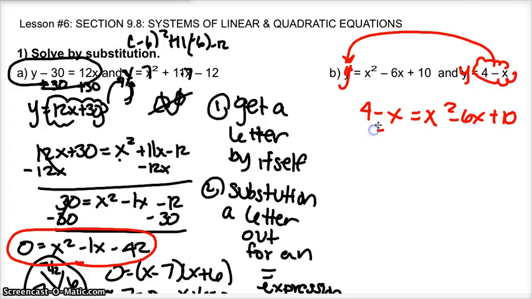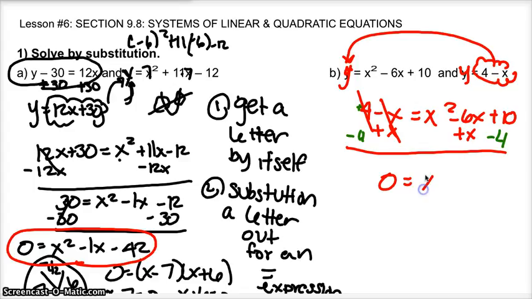I'm going to move the x by addition because it's already subtraction. And while I'm at it, I'm also going to move this 4. Notice the 4 is positive, so I undo it with subtraction. So these have canceled, so I'm at 0 equals x squared minus 5x plus 6. Now that it's in standard form, I can go ahead and solve.